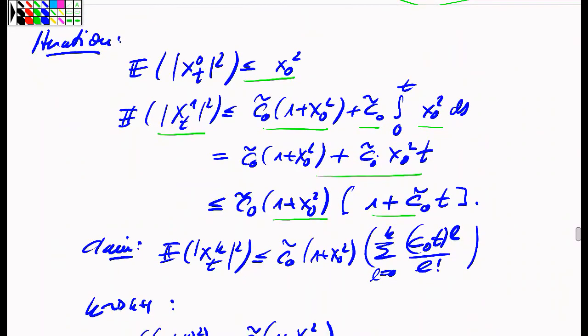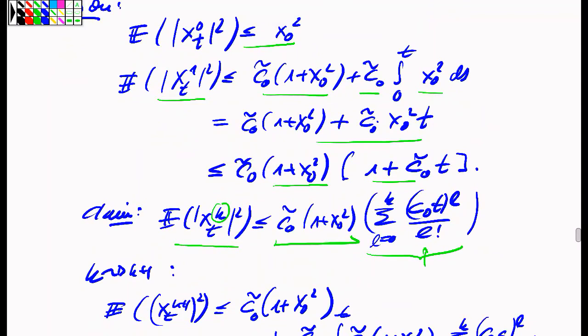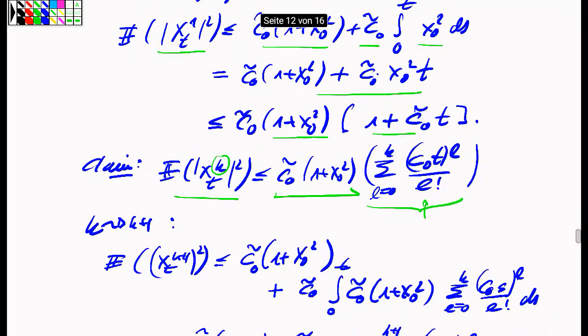Okay, and I claim now that in an iterative fashion the following estimate is correct: that the expectation of X_t^(k), so the kth level process evaluated at time t, taking the square of this and the expectation of that, is bounded from above by this joint factor C naught tilde (1 plus X naught squared) times this finite piece of the exponential sum, which you see here. So it's just this partial sum of the exponential function.